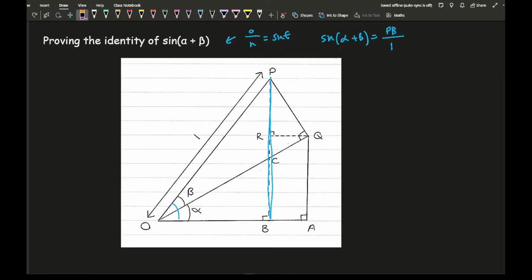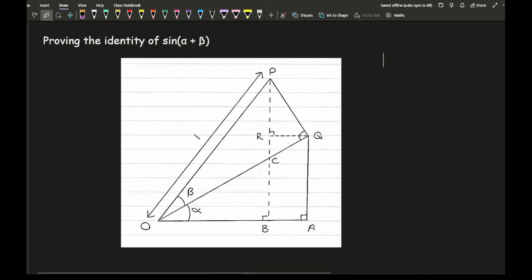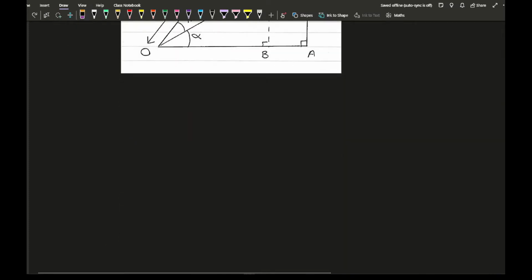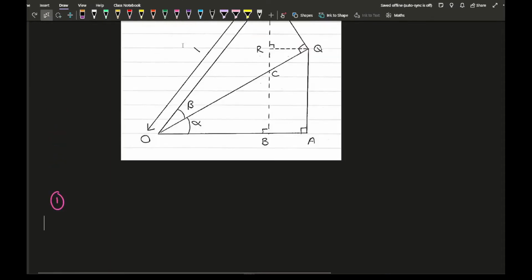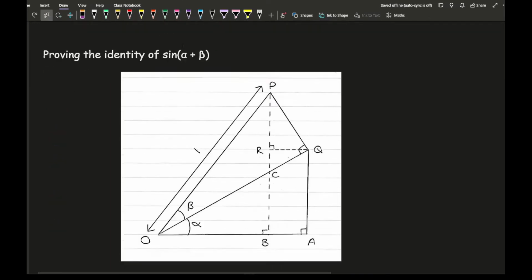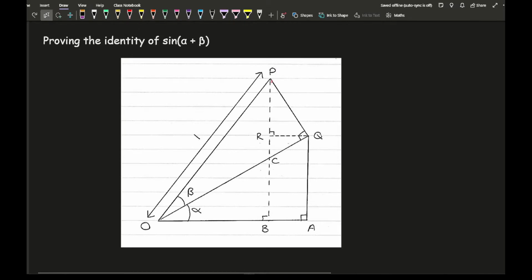Now we're going to do this in stages. So I'm just going to get rid of all of this, but PB is exactly what we are trying to find, and once I've found PB, I can then work out what sine alpha plus beta is going to be. And we're going to do this in relatively small steps. So to start off with, I'll refer back to that diagram, and let's use a pen that actually comes up on the screen. The first thing let's work out is the distance of P to Q. So let's work out what this length here is going to be.